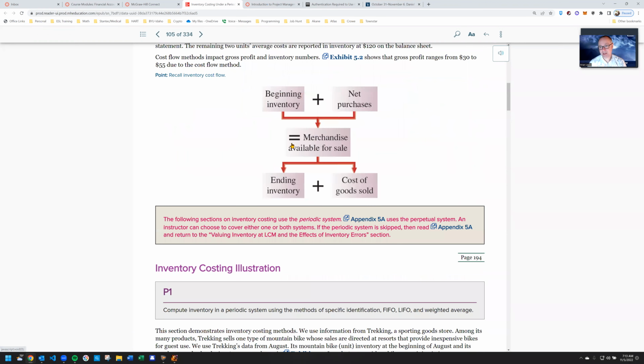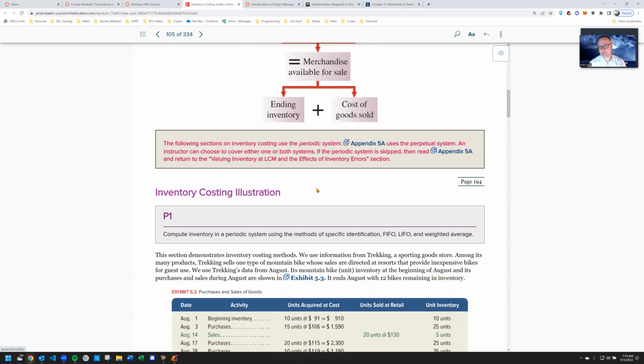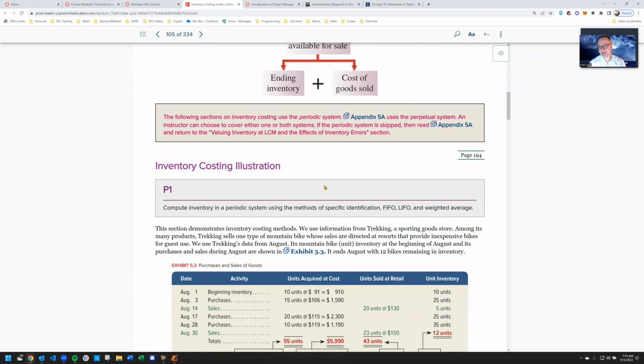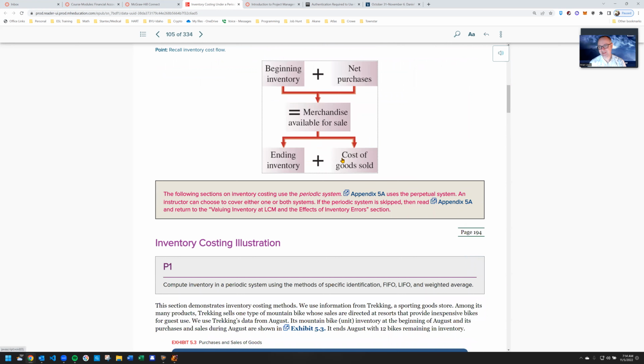You'll want to make sure you understand this formula in general, where you take the beginning inventory plus any net purchases. That's what's available for sale. And then effectively, merchandise available for sale equals ending inventory plus cost of goods sold. This is sometimes a little confusing, so you have to go through the logic here a little bit.